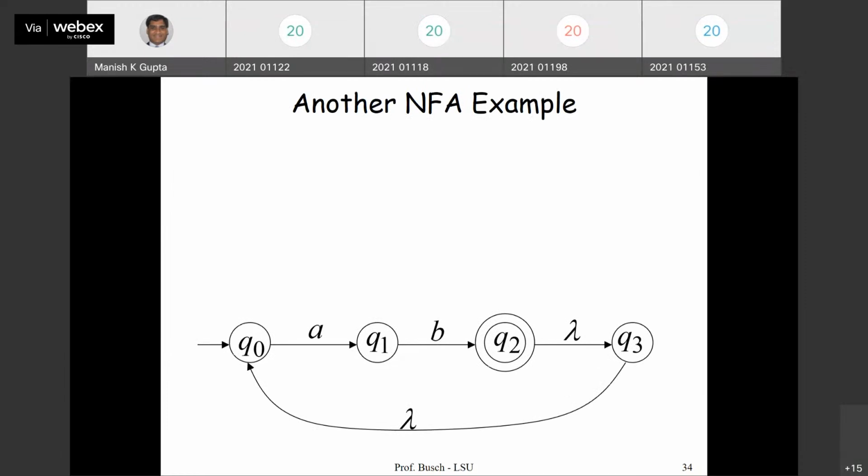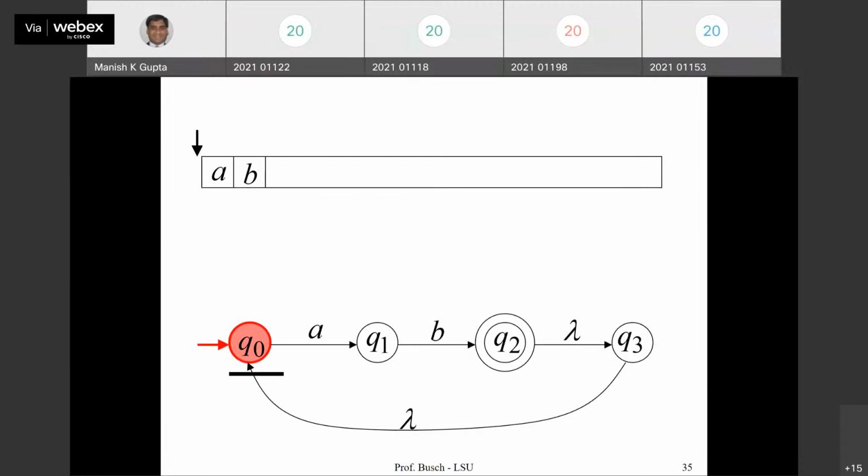Another NFA example. Now watch it carefully. Starting from AB, you read A, move to Q1, read B, move to Q2. Now watch very carefully, something very important. There are two lambda transitions, right? So it will move to Q3 and Q0. You are in an accepting state and the input is finished, so you accept it, right?